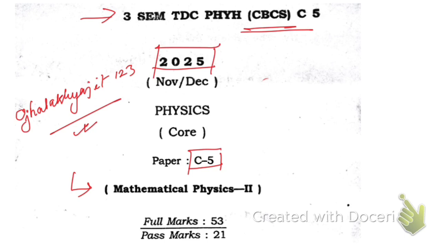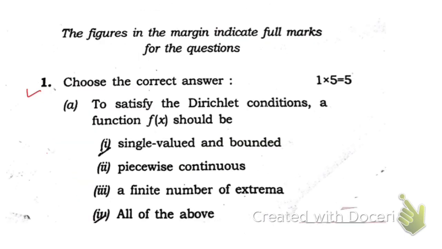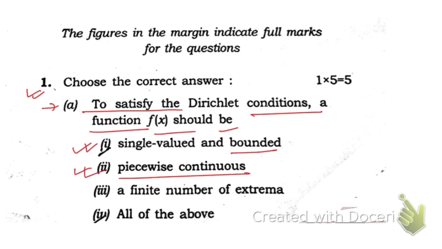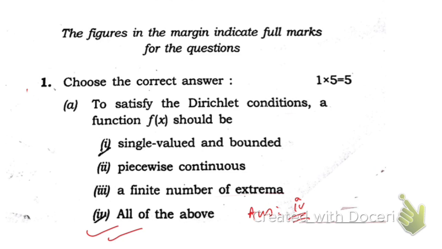So now let's start. Choose the correct answer. This is the first question. To satisfy the result conditions, a function should be single valued and bounded. That is correct. Piecewise continuous, that is also correct. A finite number of extrema, that is also correct. So we can say all of the above. So the answer is number 4, all of the above.